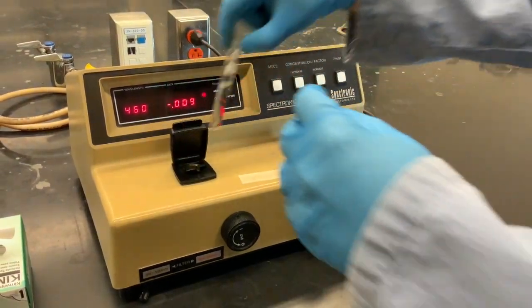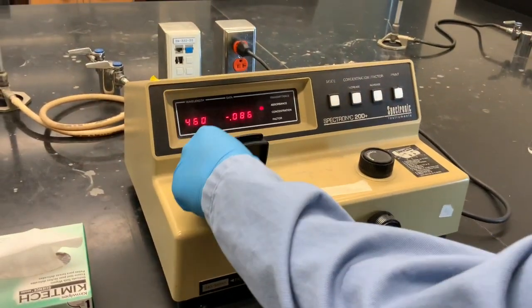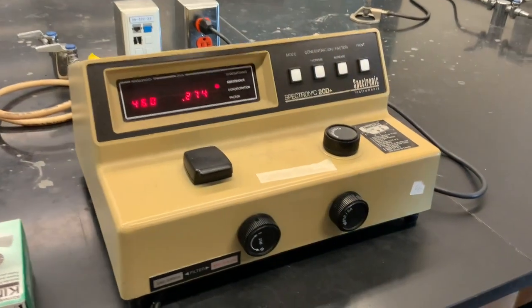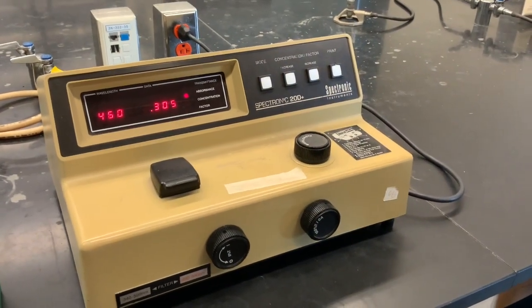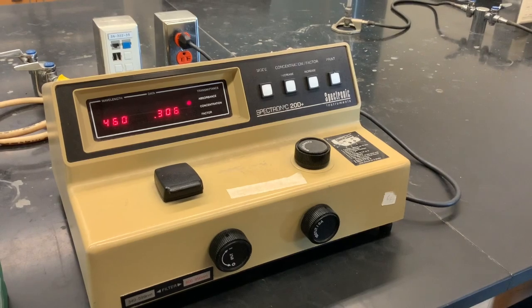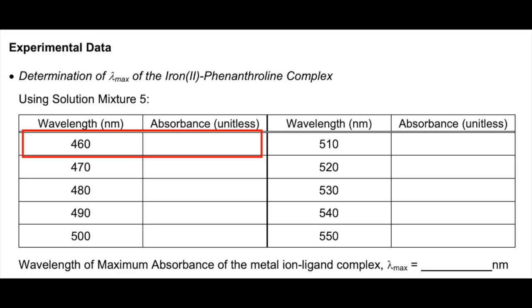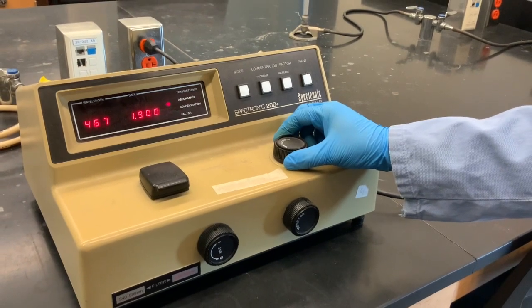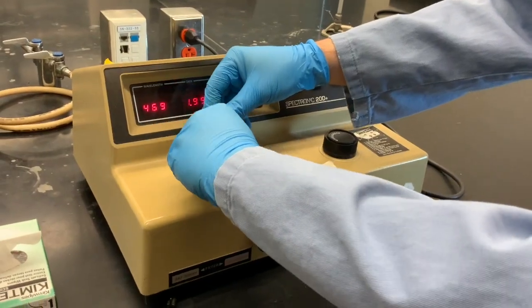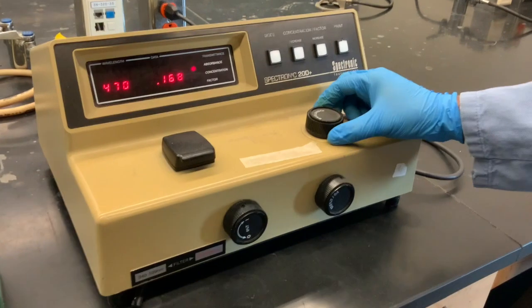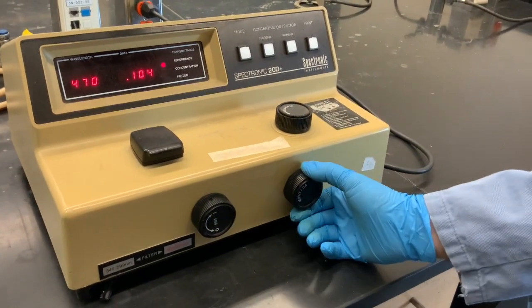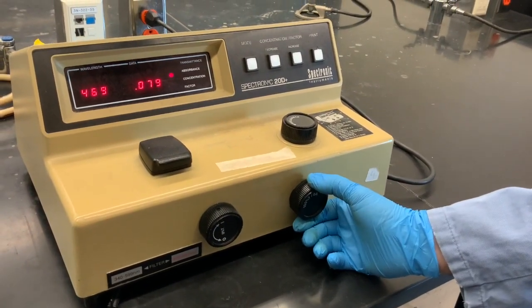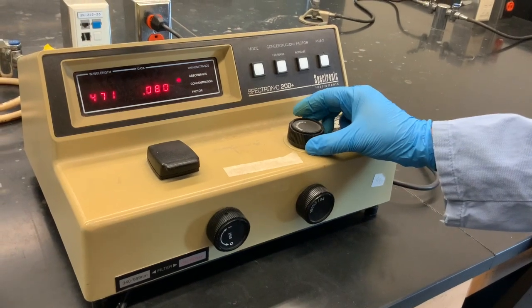We then take out the blank and put in the cuvette containing solution number 5. The absorbance reading that we see is then recorded in your lab report on the row marked 460 nanometers. We then change the wavelength to 470 nanometers on the spec and then repeat the blanking and absorbance measurement again. This absorbance is then recorded on the 470 nanometer wavelength row.